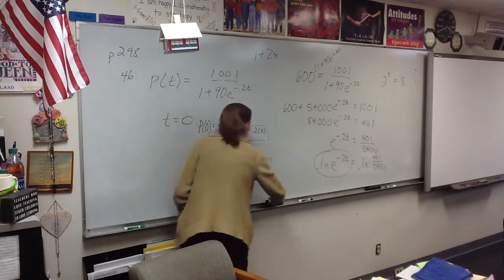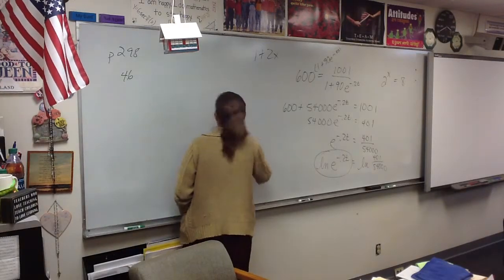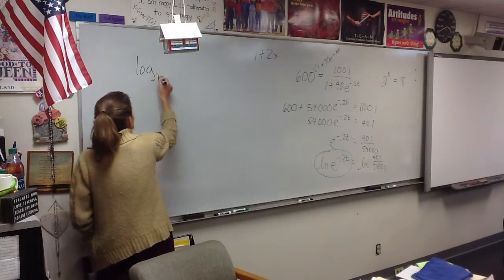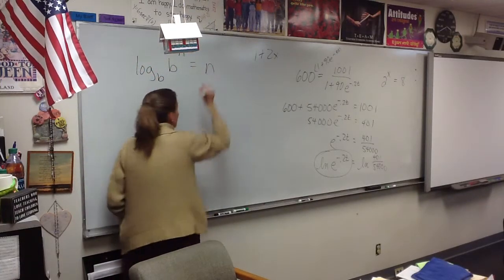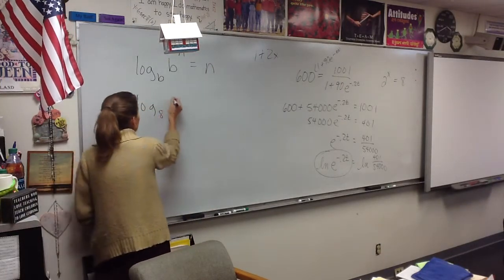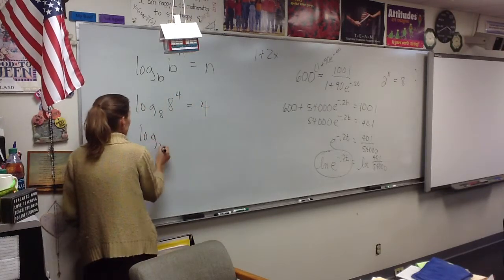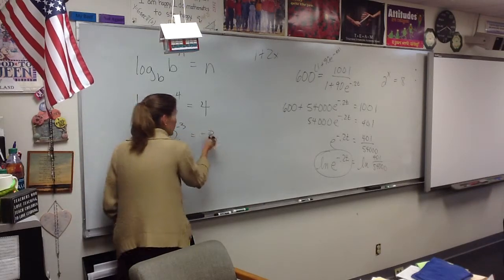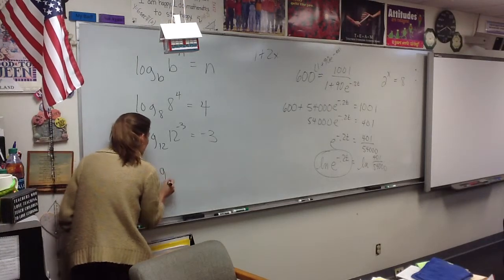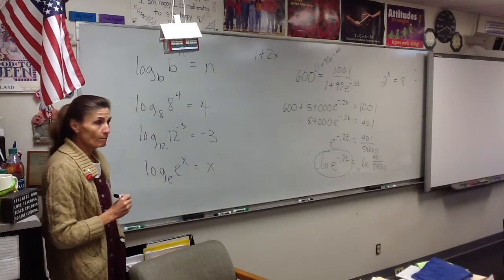There are lots of properties of logarithms, but there's one that says the log base b of b to a power is the power. So the log base 8 of 8 to the 4th would be 4. And the log base 12 of 12 to the negative 3rd would be negative 3. So the log base e of e to a power is just the power.